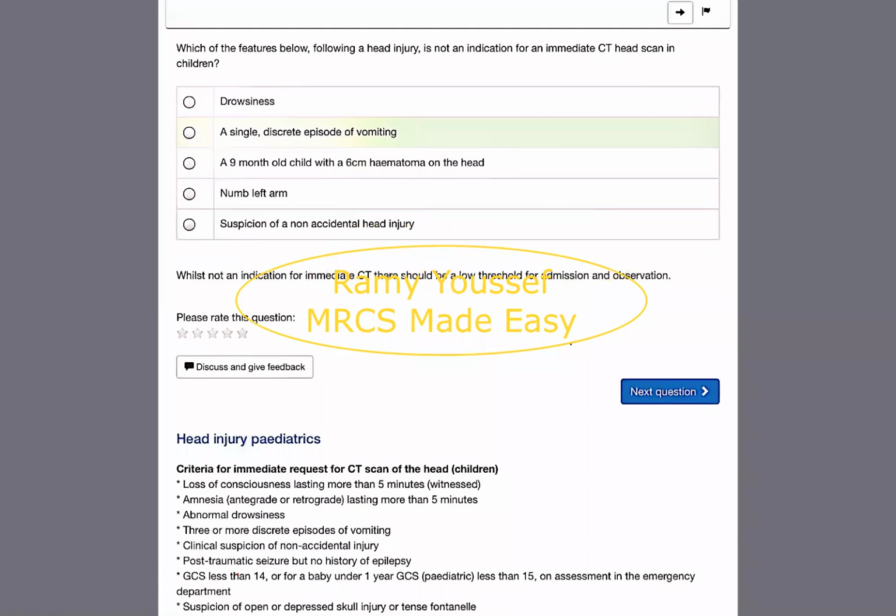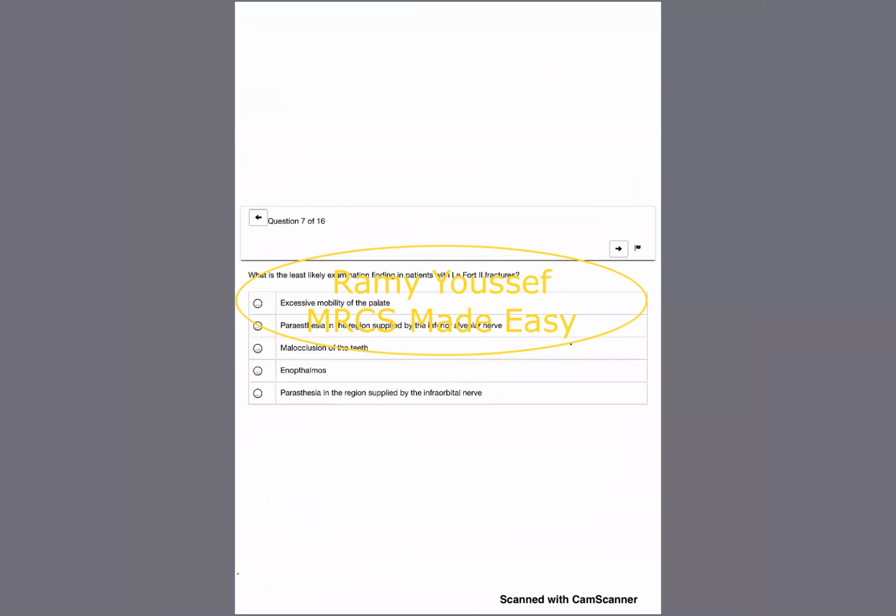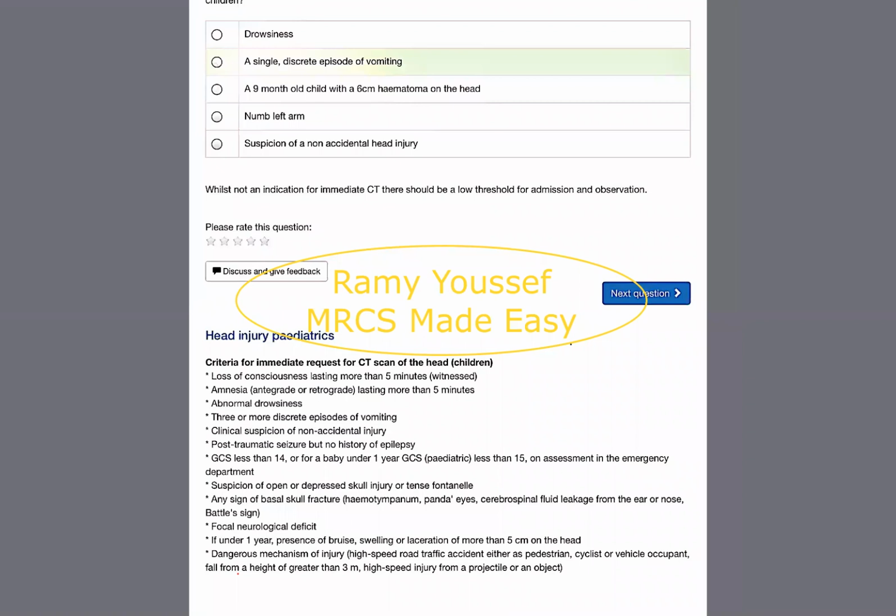Exactly. And this is a protocol in children. I think we had the protocol for adults before. This is the protocol for children. Just put it in your mind, I'll keep it up so you can take a screenshot or study it.